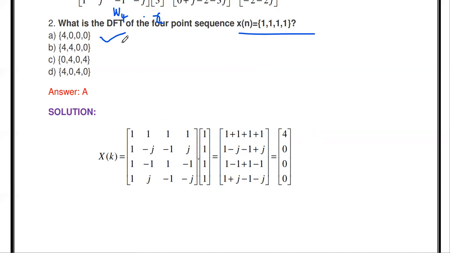So A is the correct answer. Okay. So these are some standard answers. If 4 ones come, the first answer is 4. The first answer is nothing but the addition of all samples in a given X of n in any DFT problem. So the remaining are all 0. Similarly, if X of n is 8 ones, the first answer is 8, and the remaining 7 values are 0. So these are some of the answers, easy to remember.